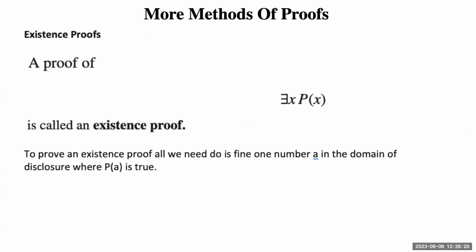Okay. How do you prove an existence proof? So remember, there exists x, P of x means there exists at least one number x such that P of x is true. That's called an existence proof. To prove an existence proof, all we need to do is find one number A in the domain of discourse where P of A is true. In other words, you just have to find one case that works, and then you've proved the existence.